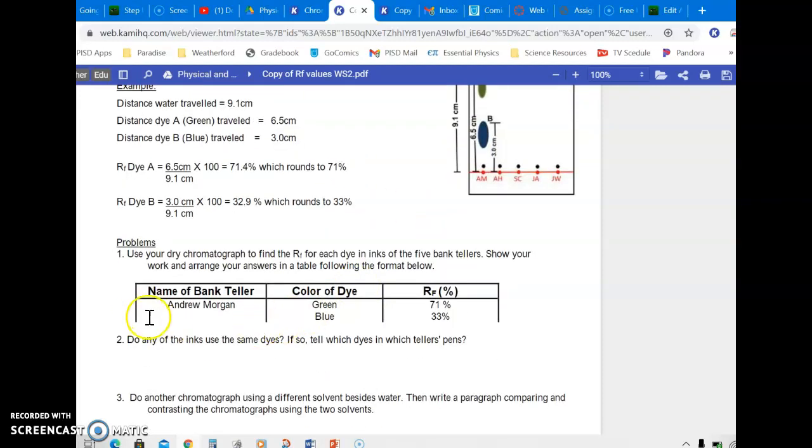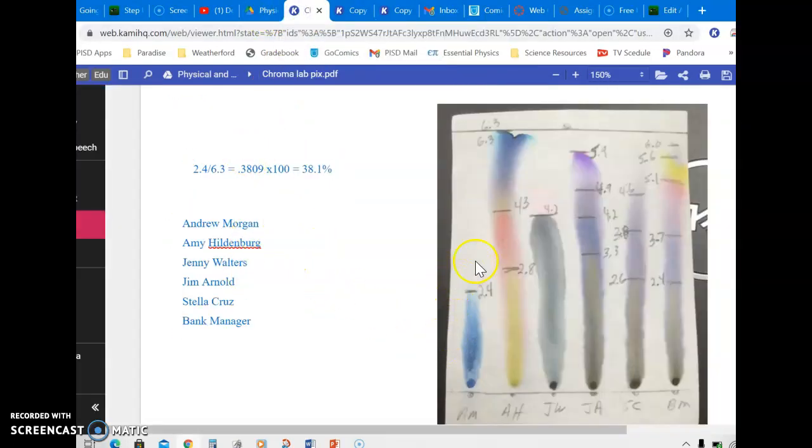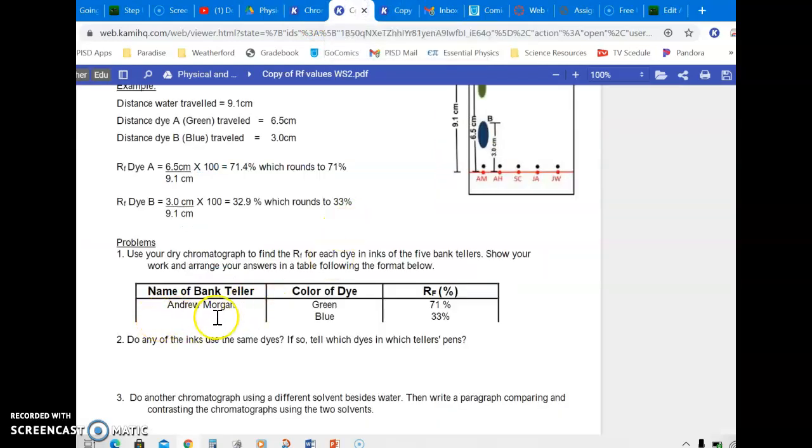Now, what it wants you to do is make a chart with 3 columns on a piece of notebook paper. You put the name of the bank teller. In this case, he didn't have 2, he just had 1. So you put the one name, you would calculate the answer, and you would put 38.1 right here. Then you would put Amy Hildenberg, who I believe was our next one. Let me double check. Yes, Amy Hildenberg, and she had 1, 2, 3. So she is going to have 3 lines under her name: yellow, then I believe red, and then the blue. For each one of those, there will be a number over here.